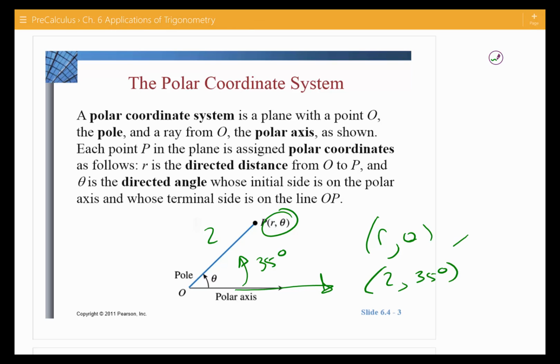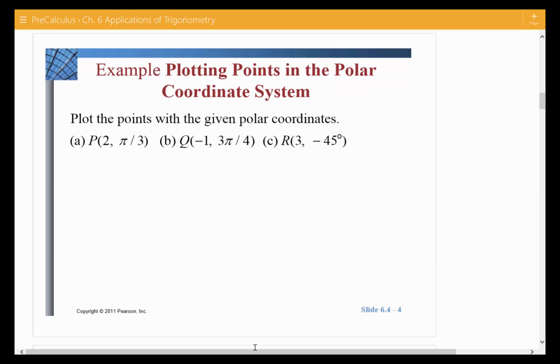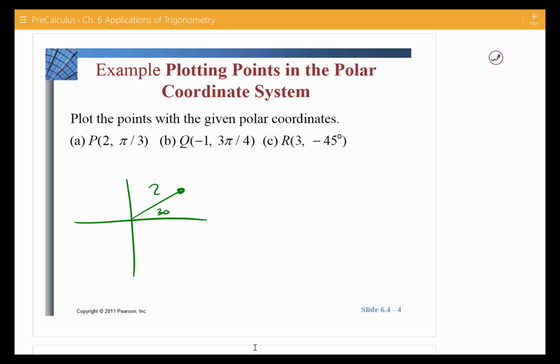We can do this in radians as well. In fact, most of the time we will do this in radians. Here are a few quick examples then. The first one, I'm going to rotate 30 degrees, pi over 6, and then I'm going to go out 2. So this length would be 2, this angle would be 30 degrees, and the point that I would be at would be right here.